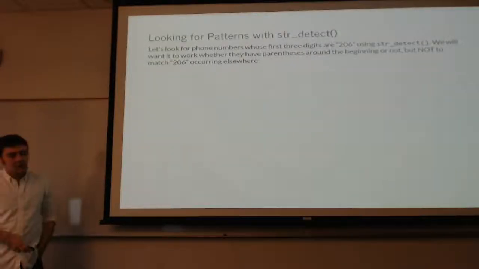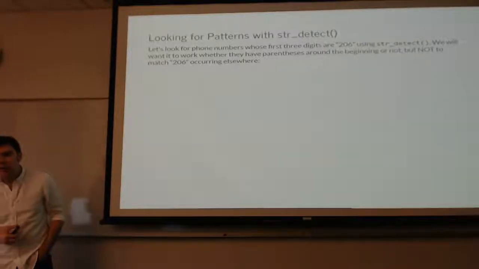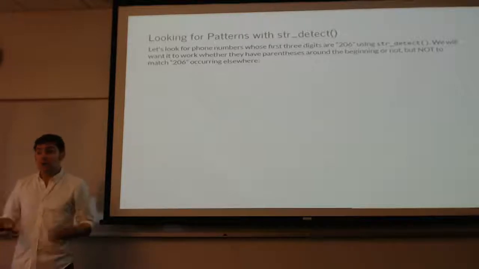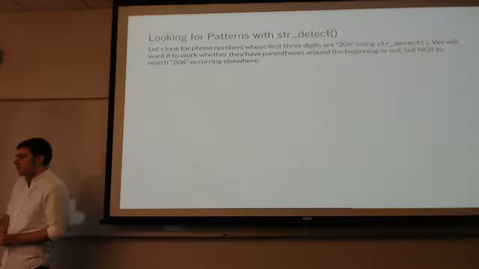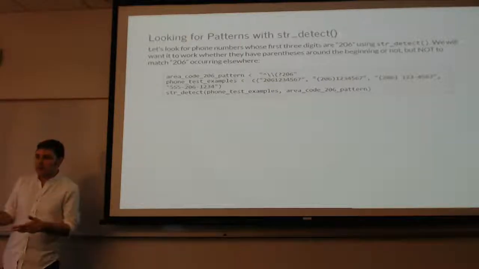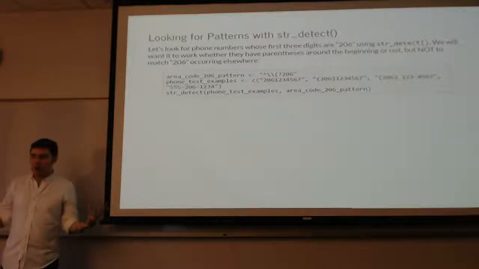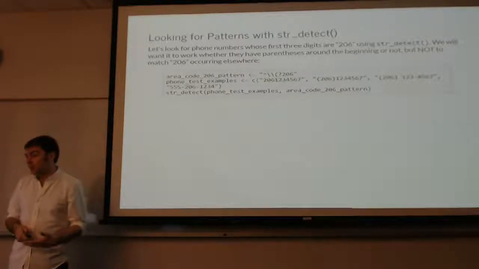Okay, so looking for patterns with string detect. Let's say we want to look through phone numbers and see all of the phone numbers that are in the 206 area code, 206 being the main area code for Seattle. Some of the numbers in the data set contain 206 without parentheses and some contain 206 with parentheses. We want to get those 206s regardless of whether they have parentheses or not, but we don't want to get 206s that are, say, the middle 3 digits of the number.